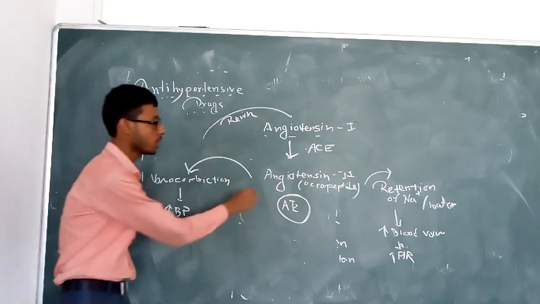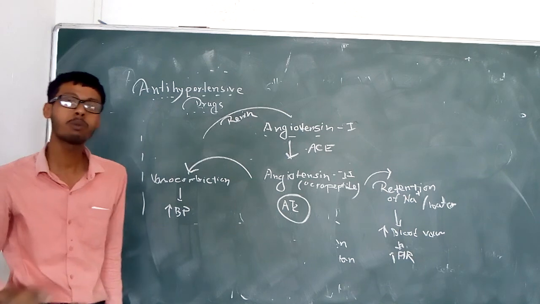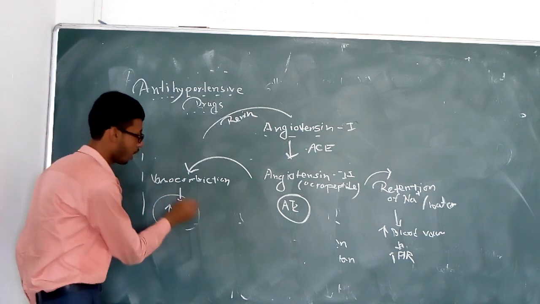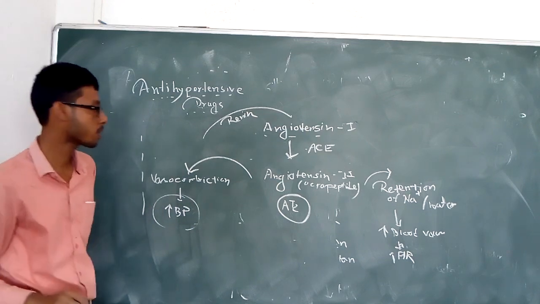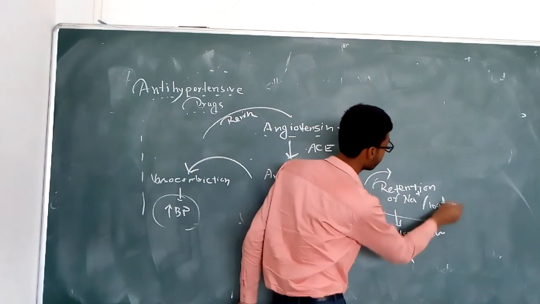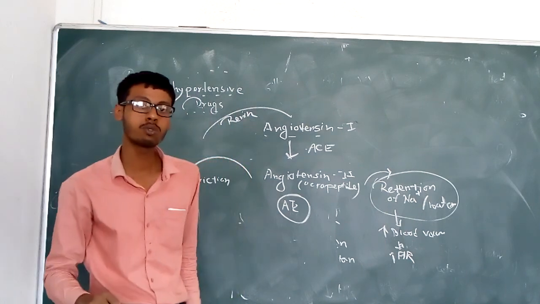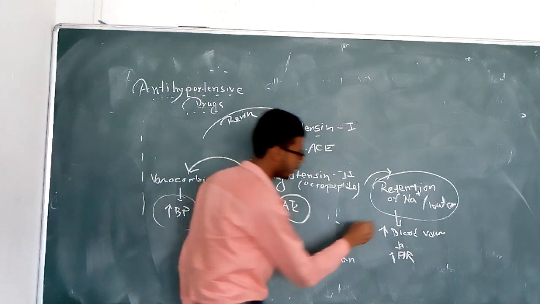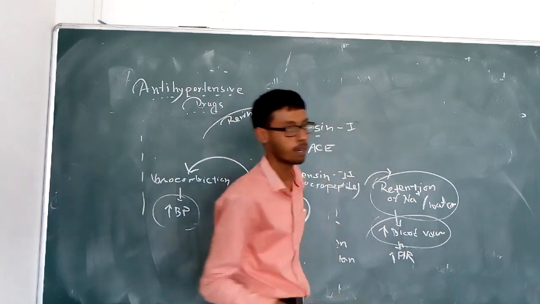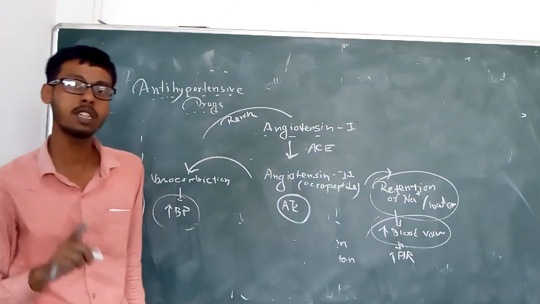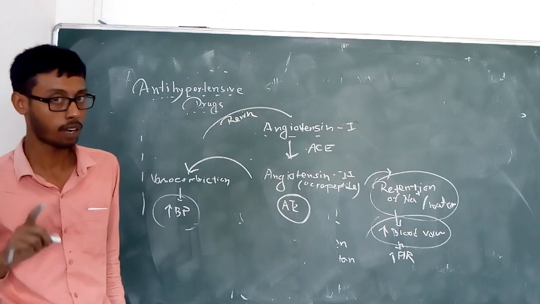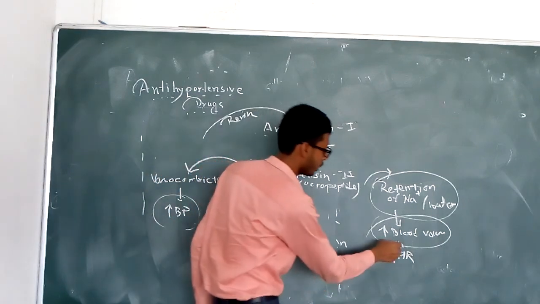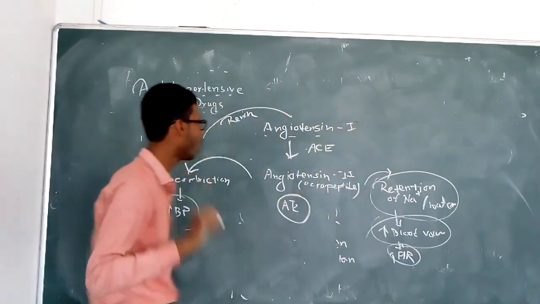Angiotensin 2 is responsible for the vasoconstriction, which results in increased blood pressure. It is also responsible for the retention of sodium and water, and retention of sodium and water increases the blood volume of the body, resulting in an increased heart rate and increased blood pressure. This is responsible for the hypertension.